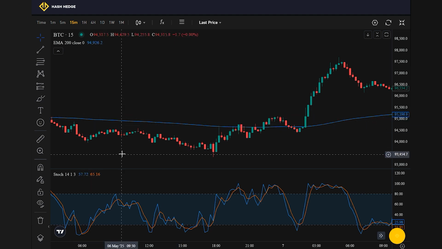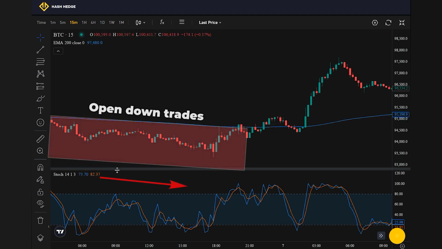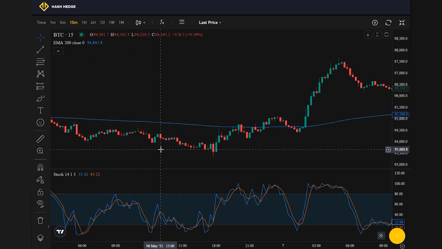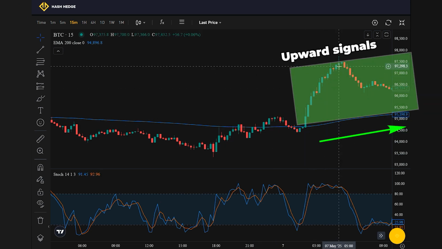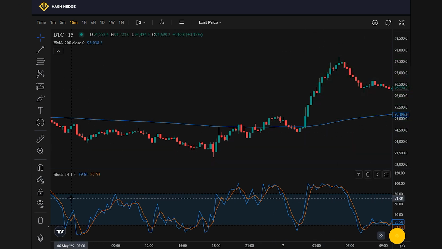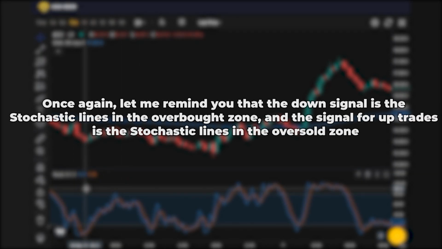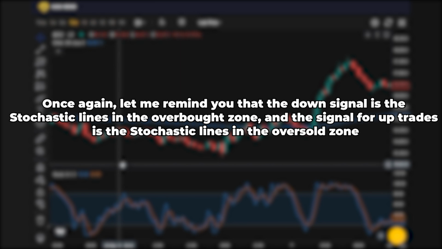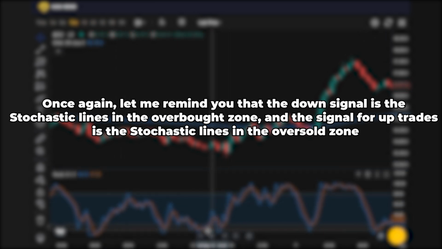General rules for using the moving average. When the chart is under the 200 moving average, we only open down trades. We only use down signals. When the chart is above the moving average, we only use upward signals. Once again, let me remind you that the down signal is the stochastic lines in the overbought zone, and the signal for up trades is the stochastic lines in the oversold zone.